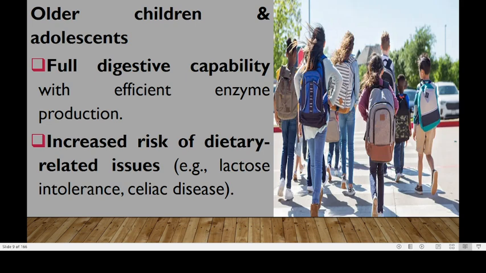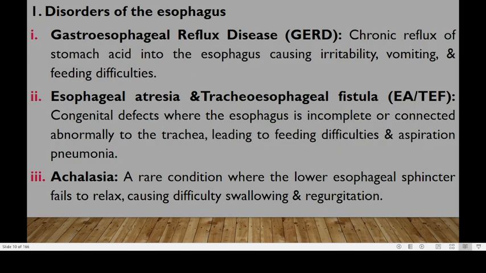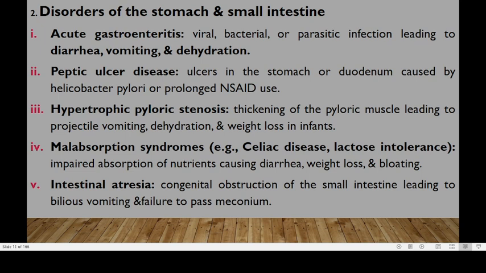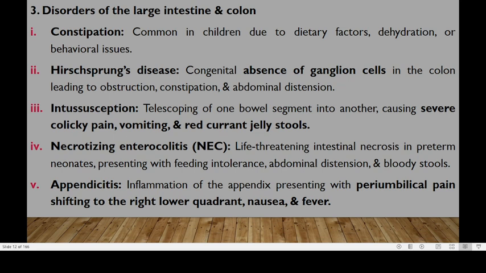So for us to understand the different types of conditions, we have to know that we have different conditions affecting the GI. We could have GI disorders affecting the esophagus, like gastroesophageal reflux disease, esophageal atresia, tracheoesophageal fistula, and achalasia. We also have disorders affecting the stomach and the intestines, like acute gastroenteritis, peptic ulcer disease, hypertrophic pyloric stenosis, malabsorption syndromes like celiac disease and lactose intolerance, and intestinal atresia.